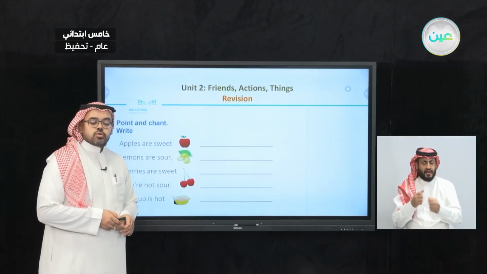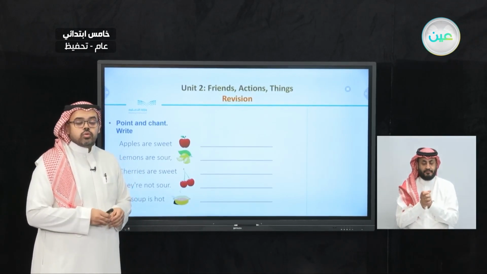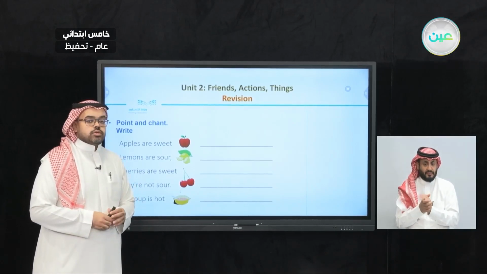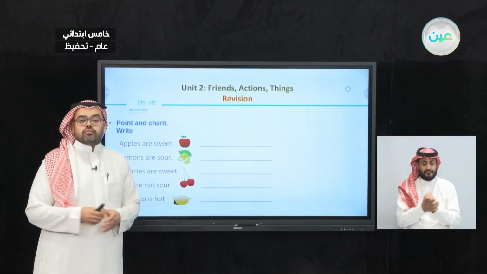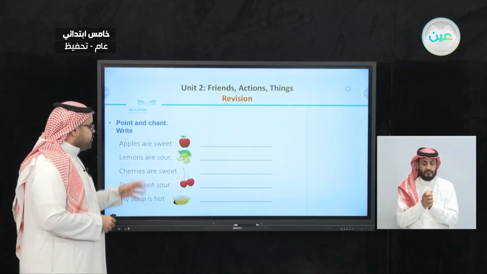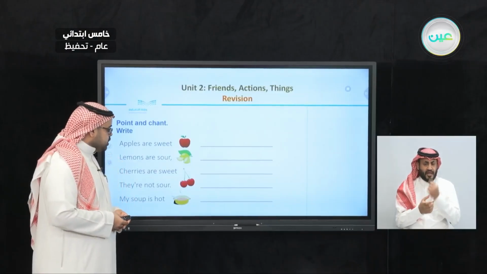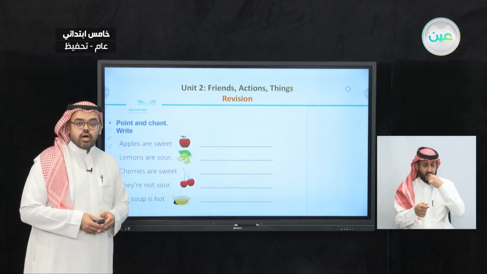Before we begin, let's make a quick revision on our last lesson. Last lesson we had a chant, and this chant was special because it talks about food and the taste of food. The first part of this chant was about food like apples, lemons, cherries, and soup. And also we talked about the taste of these foods. We said apples are sweet, lemons are sour, cherries are sweet, and soup is hot.